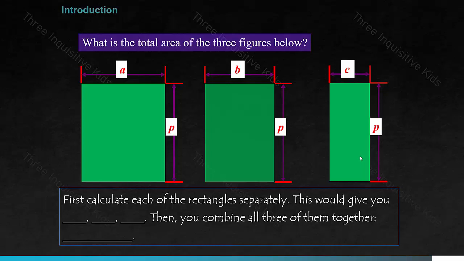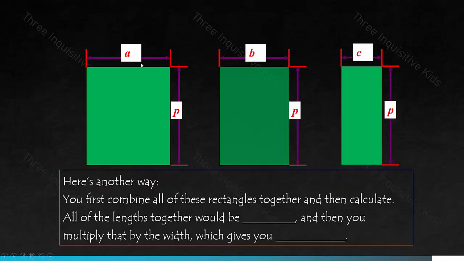Introduction. What is the total area of the three figures below? So there are many different ways you can do this. First, pause the video and try this yourself. So one way is to first calculate each of the rectangles separately. This would give you PA for the first rectangle, it's A times P, PB, B times P, and PC. So in the end, you combine all three of them together to find the total area, which is PA plus PB plus PC.